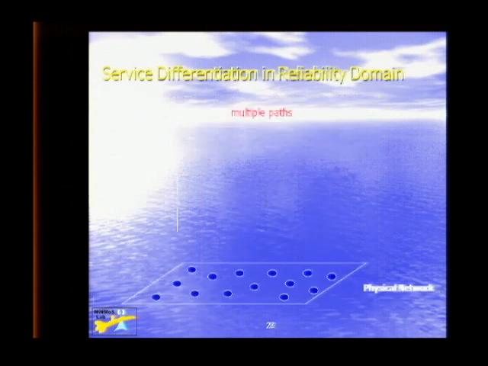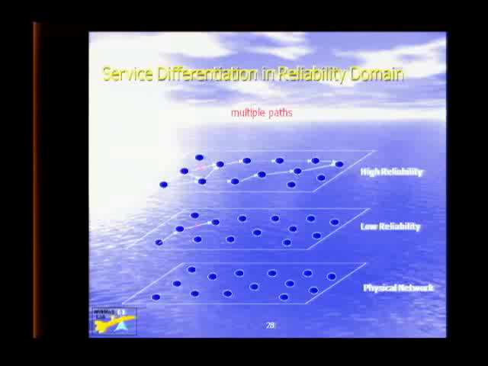For the reliability domain, we use multipath routing in order to provide several different levels of reliability. For example, if you are in a low reliability domain, then your packets would be routed over a single path, whereas any packet drop would lead to loss of the information. And in a high reliability domain, you would have multiple paths that go to the destination, and if a packet is dropped, then one of the copies would be delivered to the destination with a higher probability.